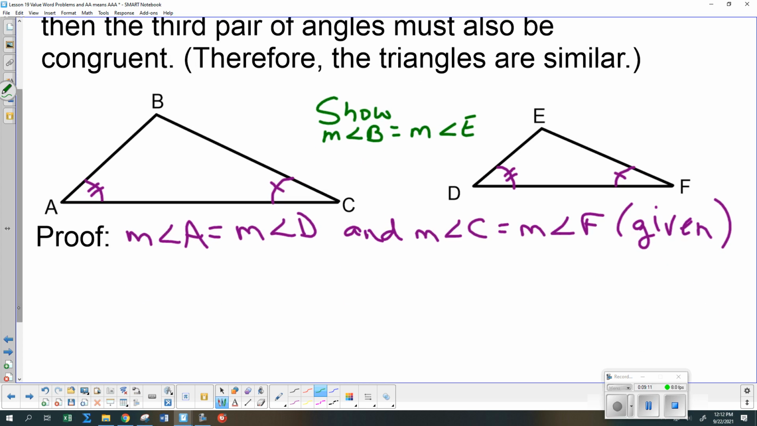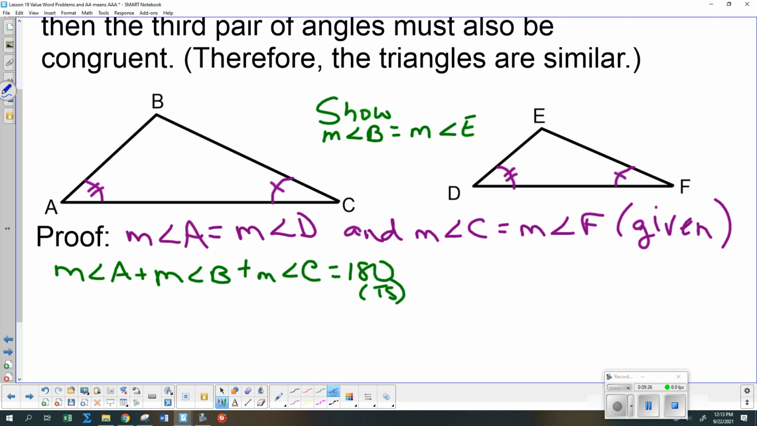So I am going to write that down. I am going to write down that the measure of angle A plus the measure of angle B plus the measure of angle C is 180, and that was triangle sum. And I'm going to write down that the measure of angle D plus the measure of angle E plus the measure of angle F is also 180 by triangle sum. So what I've got there is A plus B plus C equals 180, 180 equals D plus E plus F, so all of those are the same.